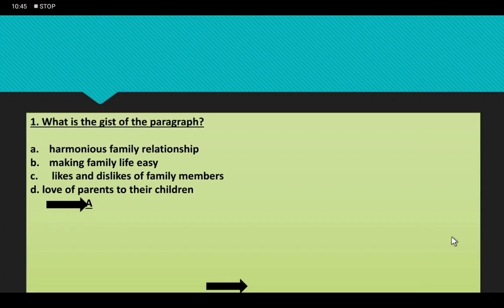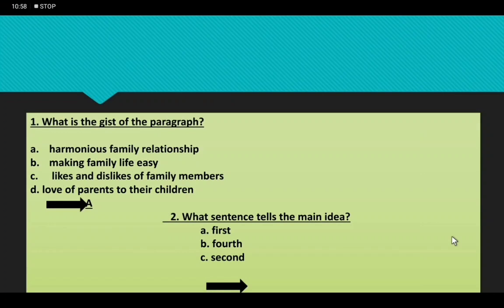Harmonious family relationship. How about question number 2? What sentence tells the main idea? Is it A, the first sentence, B, the fourth sentence, C, the second sentence, or D, the third sentence? The answer? Letter A, the first sentence. Usually, the main idea is written in the first part of the paragraph, in the first sentence. The topic sentence is usually found there.